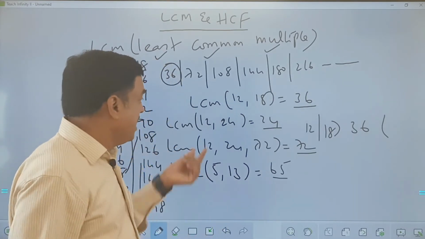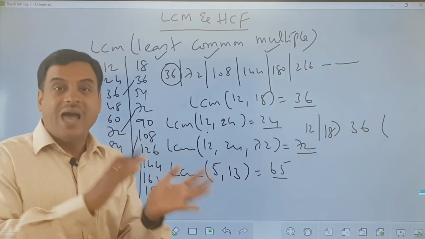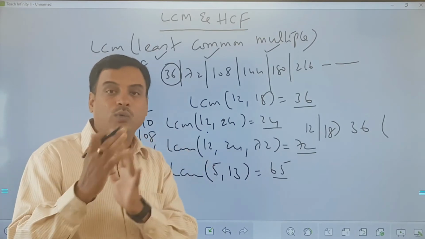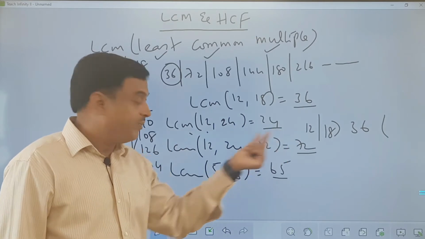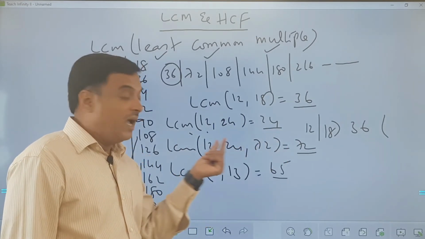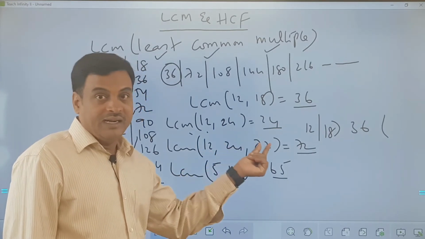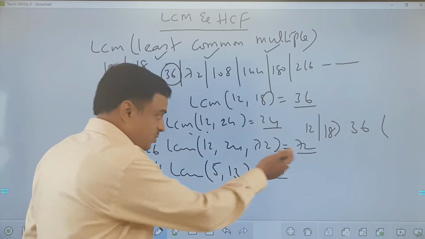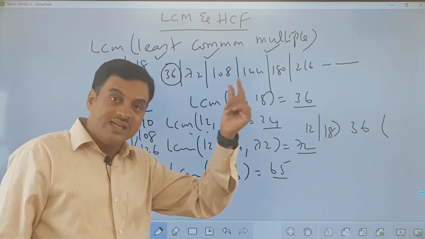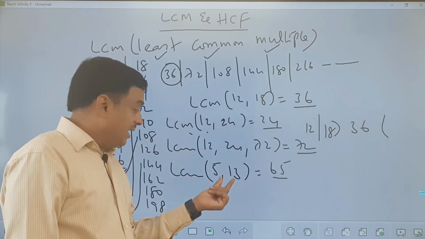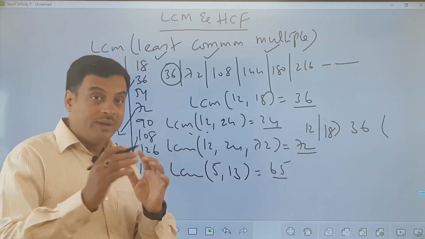That is called LCM. Now if you look at 12 and 24, a common number which I can see in 12 table and 24 table, or 12 multiple or 24 multiple. Since 24 is a multiple of 12, directly 24 itself is the LCM. Here you see 12, 24 and 72. I can find 72 in 12 table, I can find 72 in 24 table. So 72 itself is a common multiple for 12, 24 and 72, so 72 itself is the LCM. And look at the last example. In 5 and 13, I got 65 as a common number in both of them.